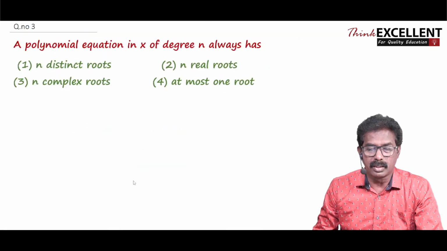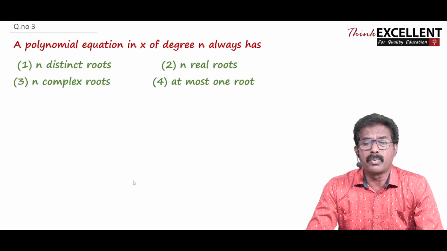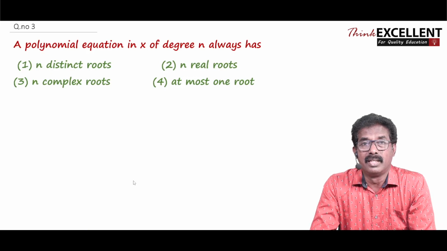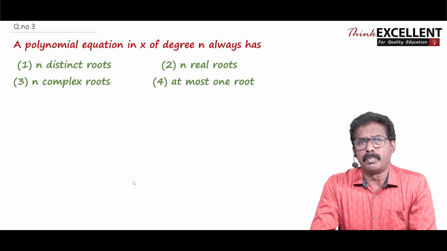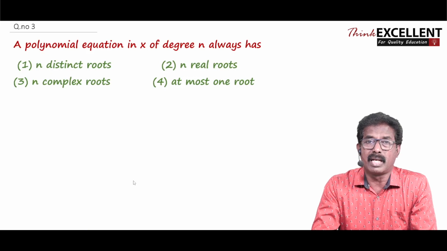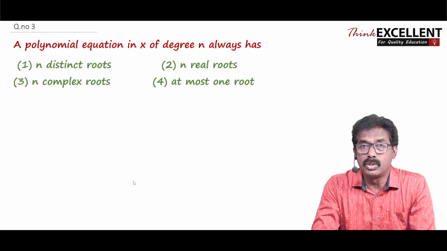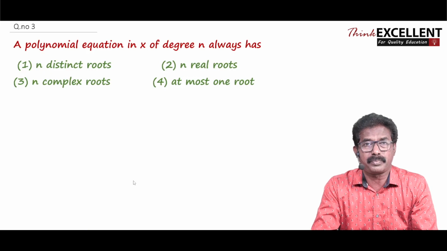Now let's move on to the third question. Please listen to that question very carefully. A polynomial equation in x of degree n has how many roots? Suppose the degree is n, definitely the equation has n roots, right? Quadratic equation, 2 roots will be there. Sometimes roots may be real and distinct, roots may be real and equal, roots may be imaginary. Same way, if the degree is n, n roots will be there.